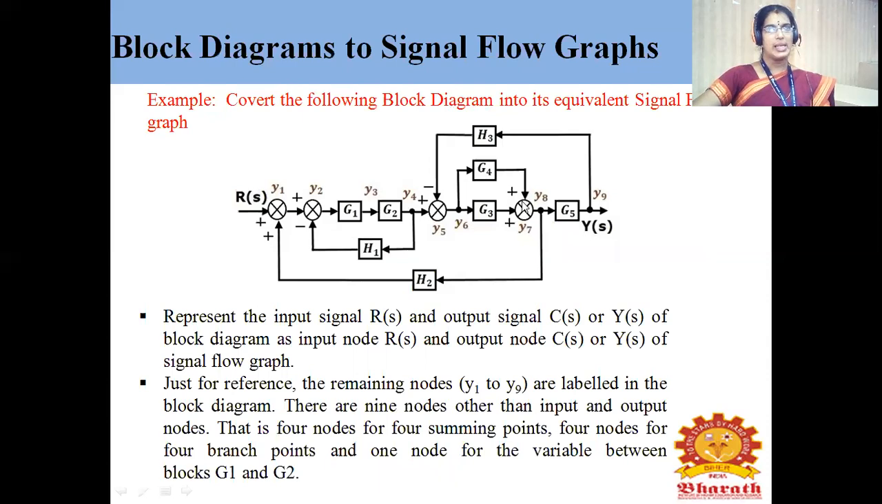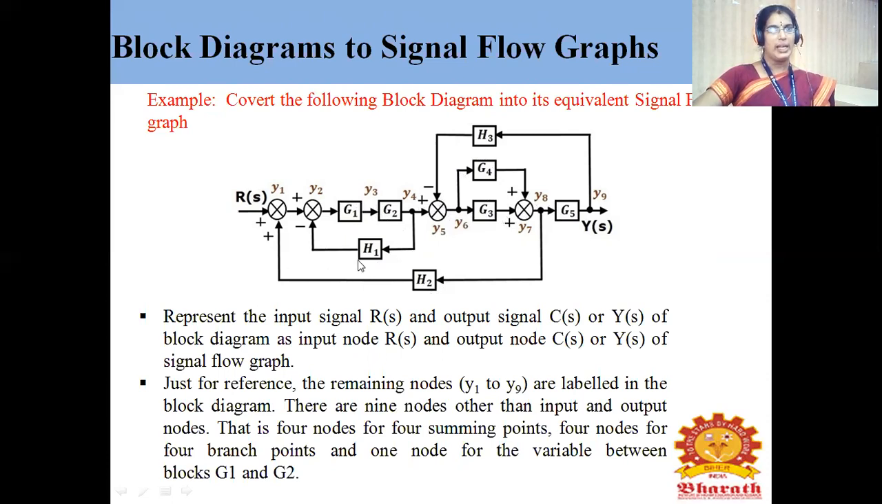This is the block diagram representation which has been given. I told you, block diagrams will have a number of blocks. Blocks are G1, G2, G3, G4, G5, and all of these are the gain products in the forward direction. And H1, H2, H3 and H4 are the representation of gains in the feedback direction.